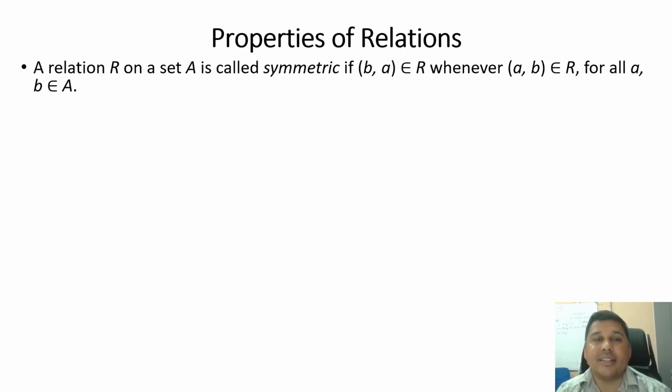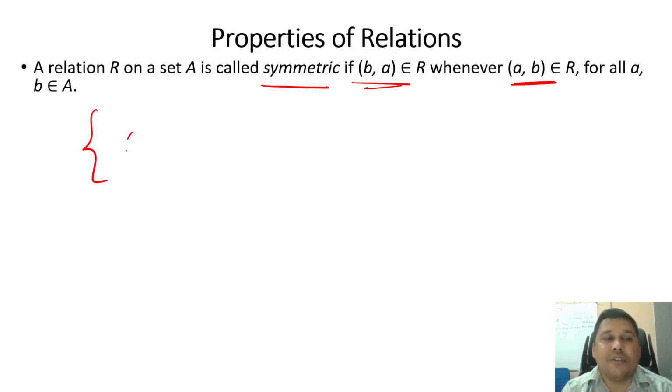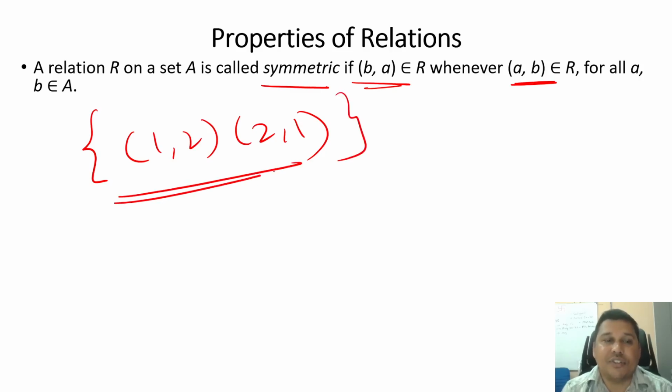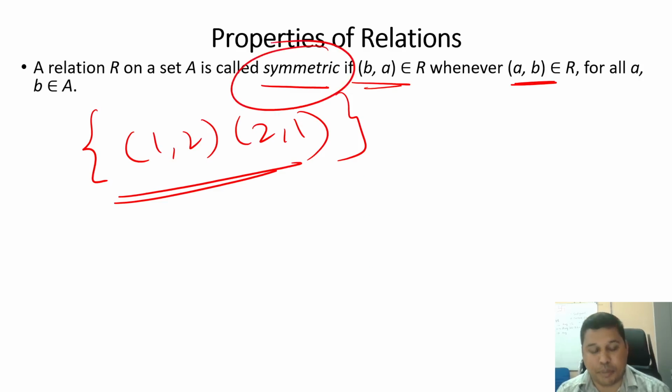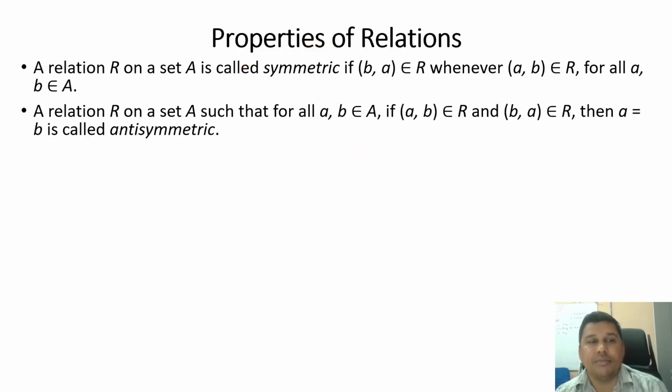The second property is symmetric. Symmetric means if A comma B belongs to a relation, B comma A should also belong to the same relation. It means if I have an ordered pair 1, 2, I should have 2, 1 in that. If this kind of ordered pairs exist, we say that relation R is called a symmetric relationship. Let's see some example here.